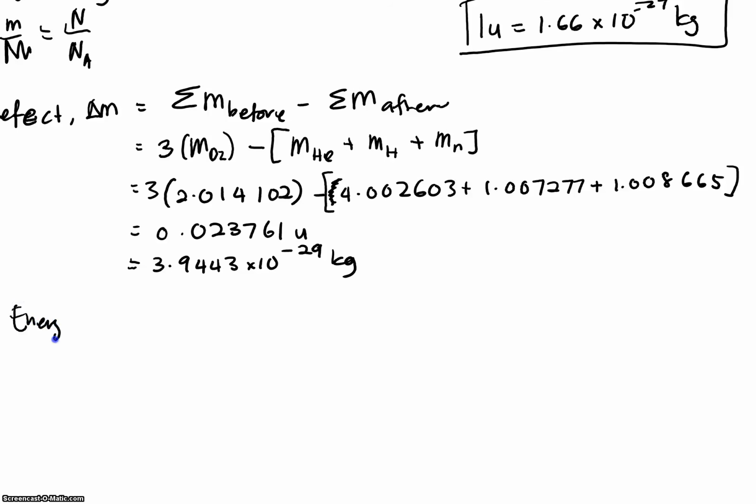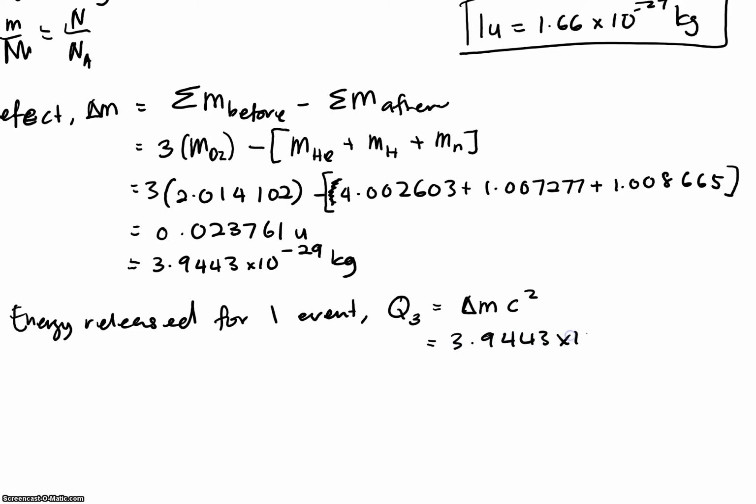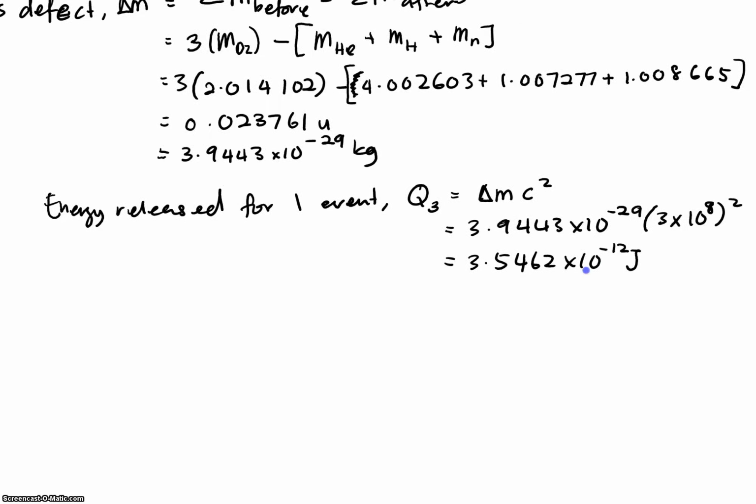Energy released for one event, I'm going to put it here as Q3 because we have 3 nuclei of deuterium. So delta M c squared equals 3.9443 times 10 to the power of negative 29 times 3 times 10 to the power of 8, squared. The answer should be around 3.5462 times 10 to the power of negative 12 joule. If you found a little bit of difference here, it is considered okay.